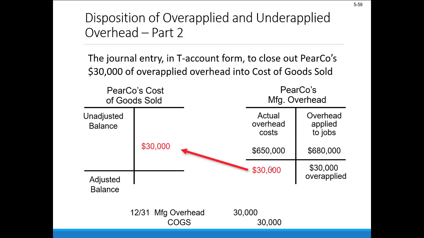And if we're closing it just to cost of goods sold, we're just going to do the exact opposite to that cost of goods sold account. So we had the debit to overhead of 30,000 here to get it to zero. That means we're just going to have a matching credit to cost of goods sold for the same 30,000. Also worth keeping in mind that this $30,000 credit to cost of goods sold, since cost of goods sold is an expense account, would reduce that balance, would be a decrease in expense, which would have a positive effect, in fact, on net income.